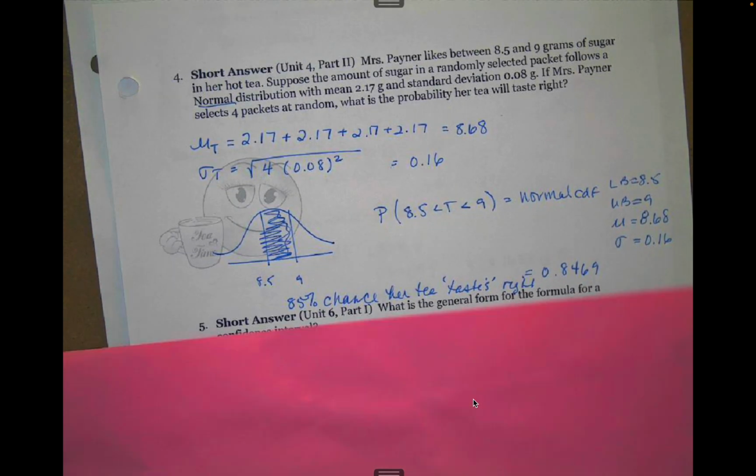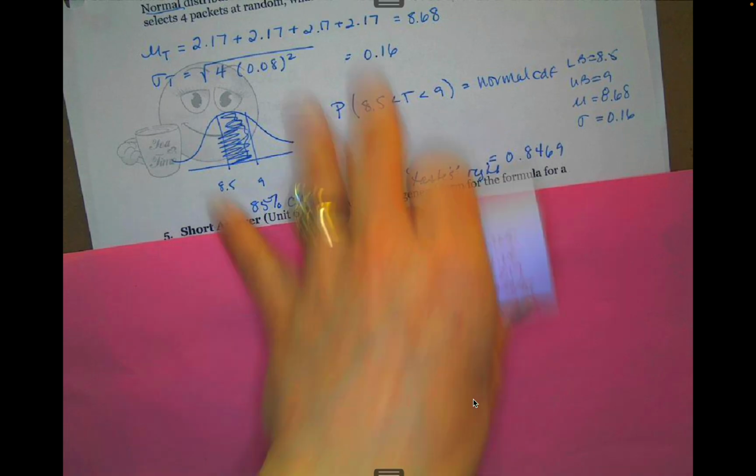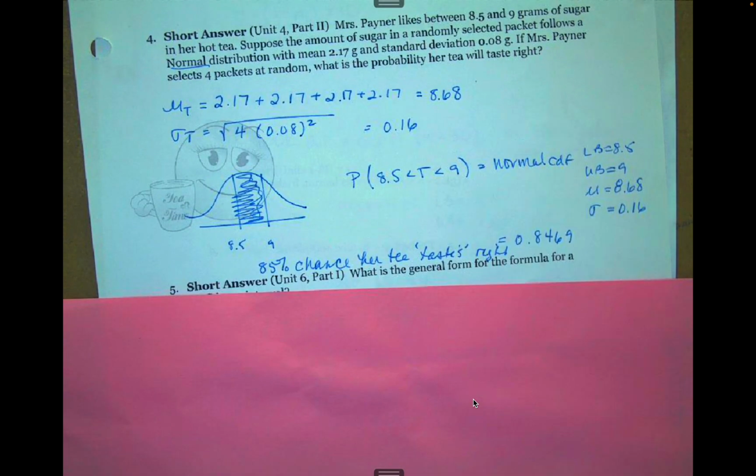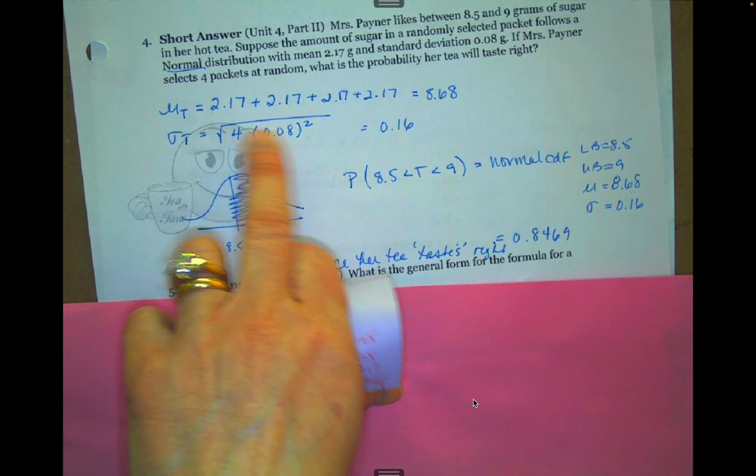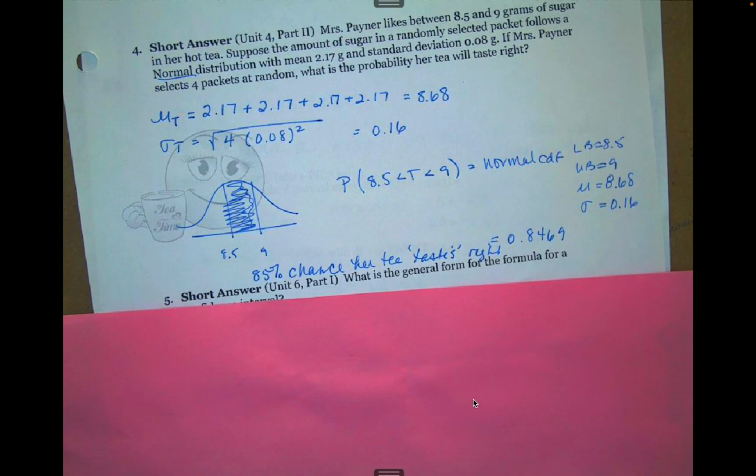All right, this next one, you should have gotten 0.8467. I wanted you to treat it like a problem where you're combining random variables, you're adding them up. So you add up all the means, you add up all the variances, take the square root, and then use your normal CDF there.